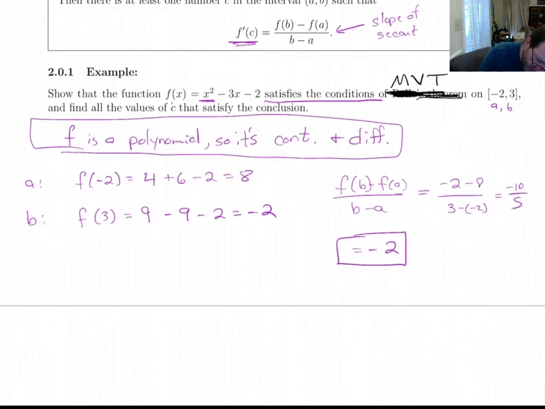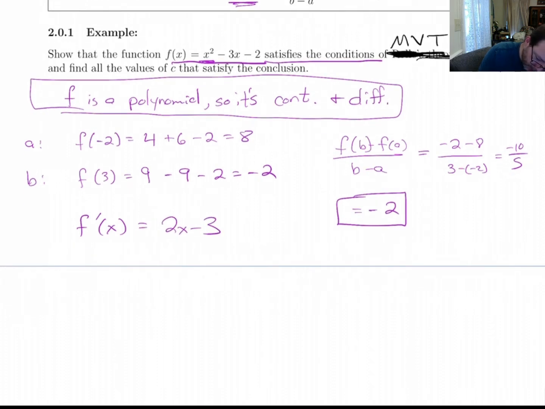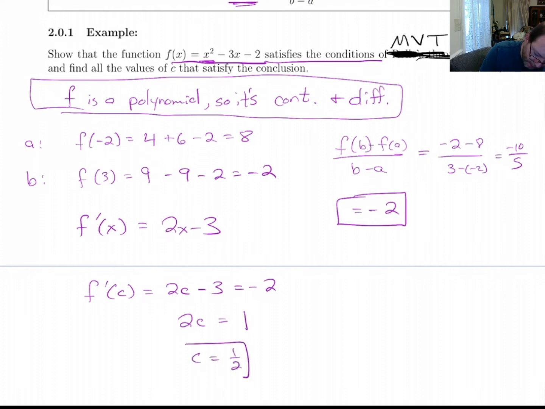So let's see, the derivative of this thing is f prime of x equals 2x minus 3. And so f prime of c is supposed to be equal to 2c minus 3, which is negative 2. All right, so 2c equals 1, so c is a half. Now that's our answer.